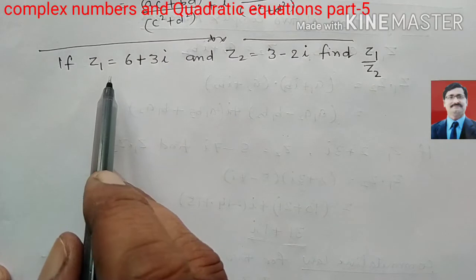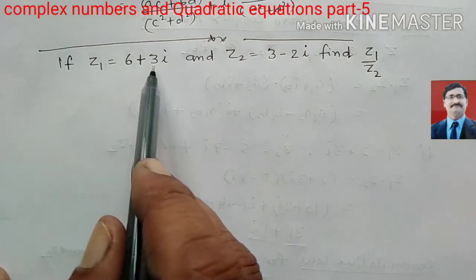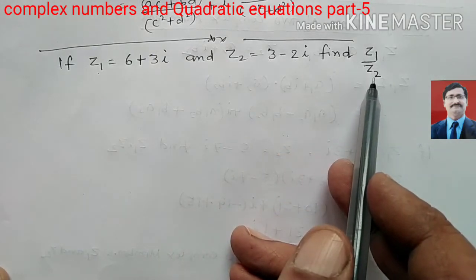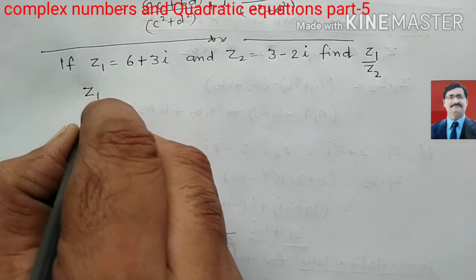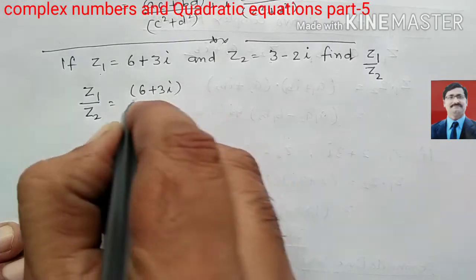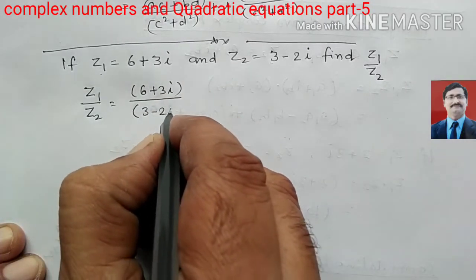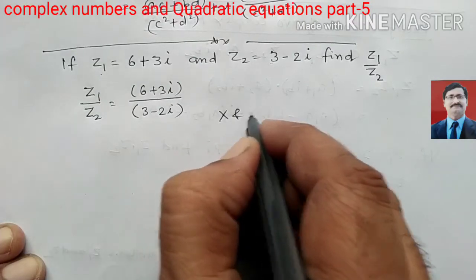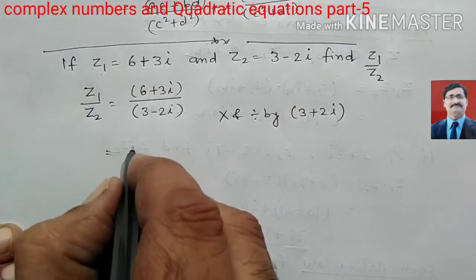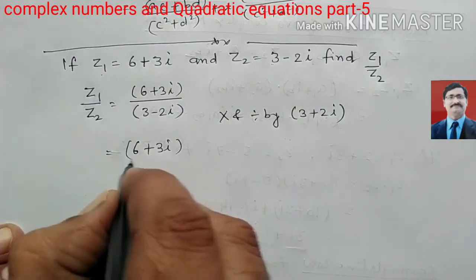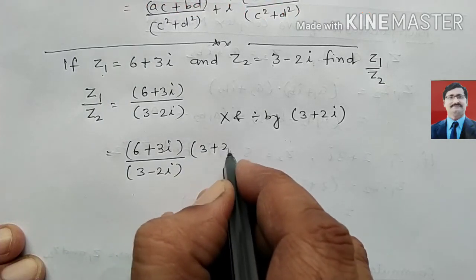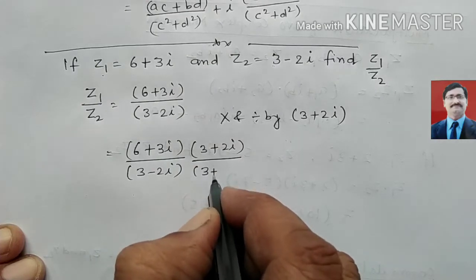Look here, one question is that z1 is 6 plus 3 iota and z2 equals 3 minus 2 iota. You have to find z1 upon z2. So look here, z1 upon z2 you can write as 6 plus 3 iota upon 3 minus 2 iota. Look here, you have to multiply and divide by 3 plus 2 iota. So we get 6 plus 3 iota whole upon 3 minus 2 iota, multiplied by 3 plus 2 iota and divided by 3 plus 2 iota.